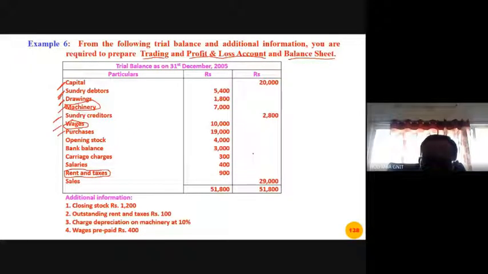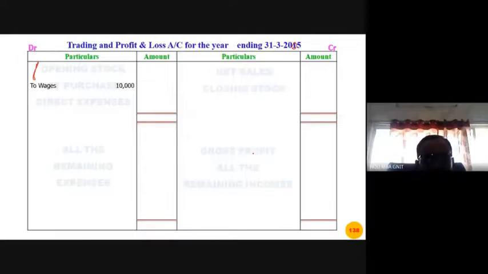Yes, go to the trading account. To purchases, leave some space above, because we have to write opening stock here. To purchases 19,000.